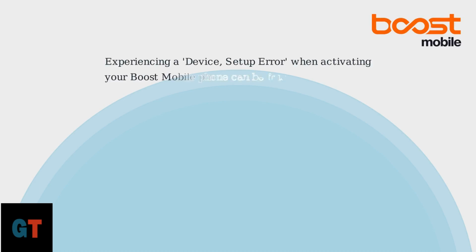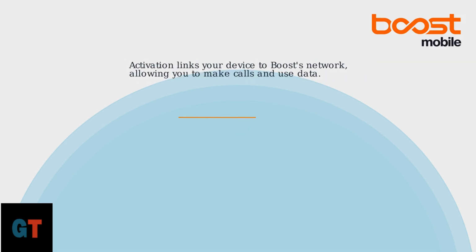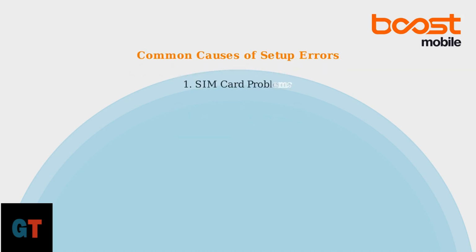Experiencing a device setup error when activating your Boost mobile phone can be frustrating, but let's break this down like a friendly teacher would. First, let's understand what activation means. It's the process that links your phone to Boost's network, so you can make calls, send texts, and use mobile data. Let's look at the most common causes.